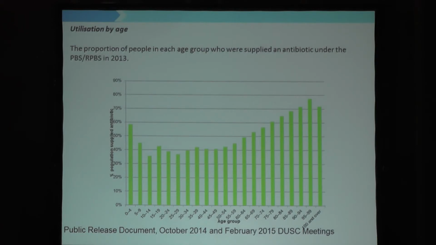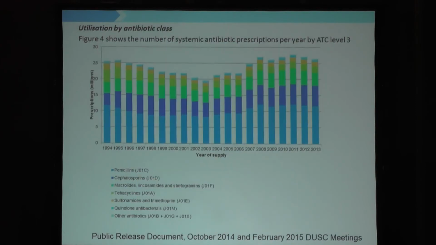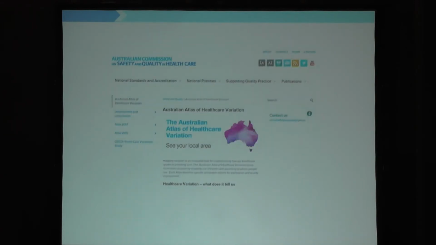So using and translating this information into education. And again, that's just showing you there the utilisation of the antibiotic class by ATC code. And we can see that the patterns have not really changed that much between penicillins, the macrolides and the quinolones. In Australia, we're using some of this data to inform education.